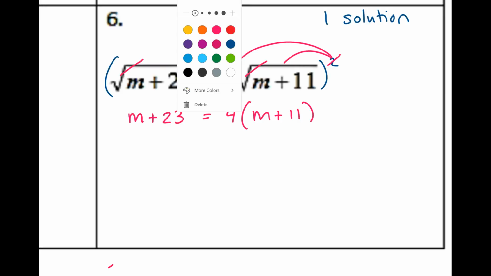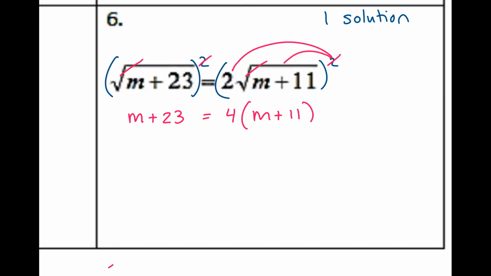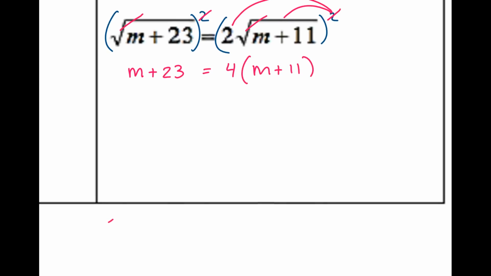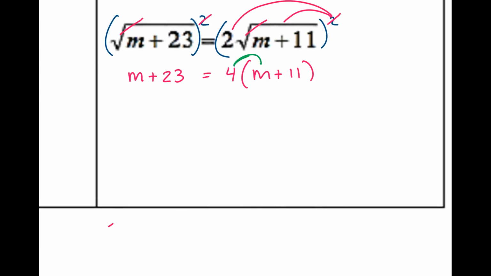This is harder than any problem you'll see on a test, okay? I won't ask you to do this. I'm just going to show you how to do it. Then we have to distribute the 4. Is this a linear equation or a quadratic equation? Linear. So how do I solve a linear? Move things to one side. Variables to one side, constants to the other. So I'm going to subtract x over, and I'm going to subtract 44 over.